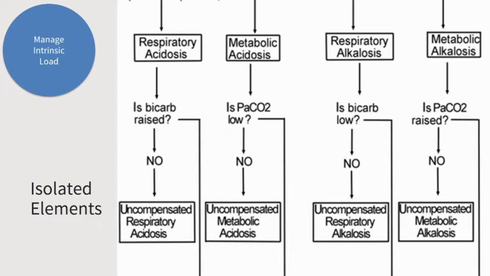One way that we can manage that intrinsic load is to break things down into more simple, isolated elements. This might invoke some PTSD for people looking at this graph, but you can imagine if we give this to a first-year student or even an intern, they will look at this and be immediately overwhelmed. So what we really need to start with is, what is acidosis? What is alkalosis? And only once we start to put together all of these different pieces can we give them this flow chart to help them understand.